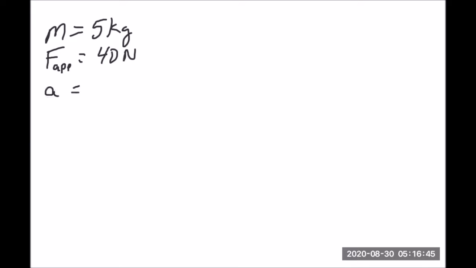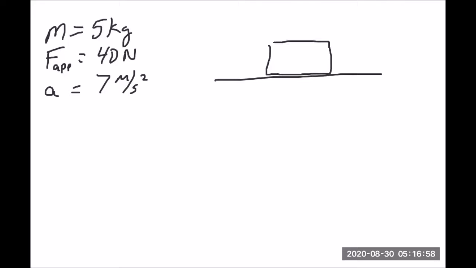Let's say we have a block with a mass of 5 kilograms, and we push on it with an applied force of 40 newtons. And the block accelerates at 7 meters per second squared. First thing we need to do is draw a picture. Draw a little free body diagram here. We've got our block.